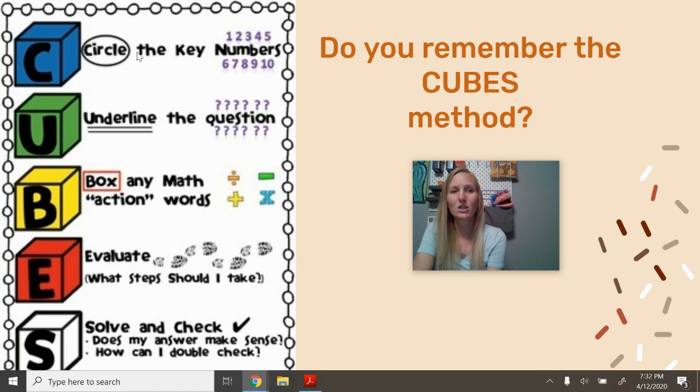The first one is circle the key numbers. The next one is underline the question. Box out any math action words. And evaluate what steps I should take, solve, and check your work to make sure it makes sense. Make sure your answer makes sense and is not something totally wild way out there.